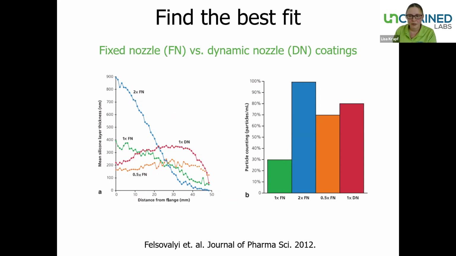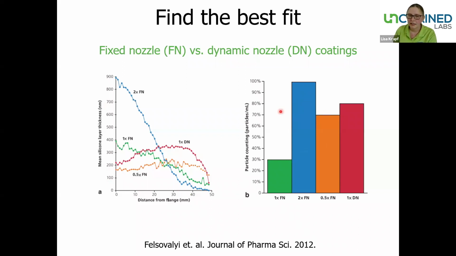So let's, for example, have a look at the blue data. For the blue data, we see this was siliconized using a fixed nozzle. When we see here the mean silicone layer thickness versus the distance from the flange, we see it's a very inhomogeneous distribution. There is quite a lot of silicone in that sample, so the thickness here close to the flange is about 800 to 900 nanometers. And then it gets very thin, closer to the tip of the syringe.